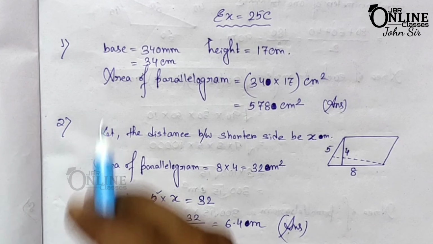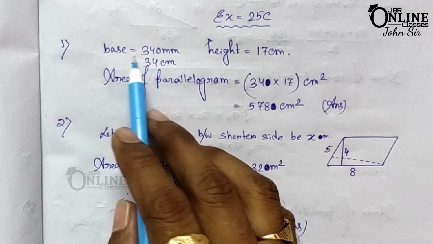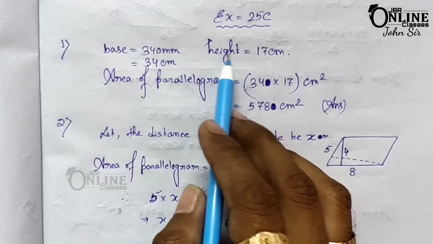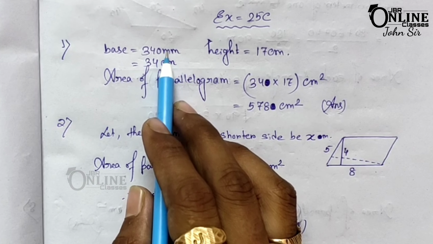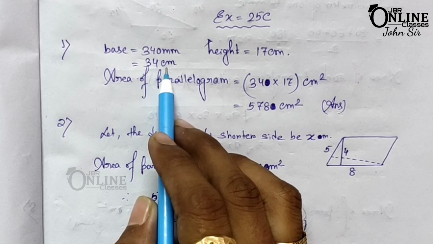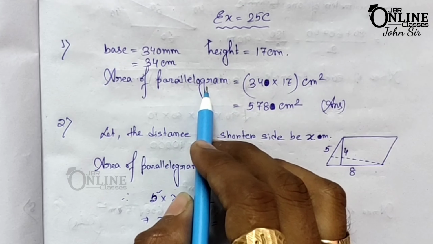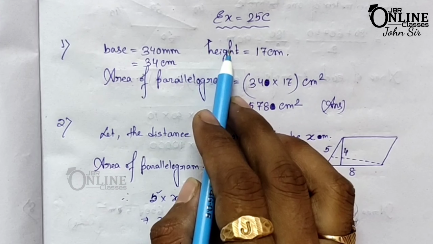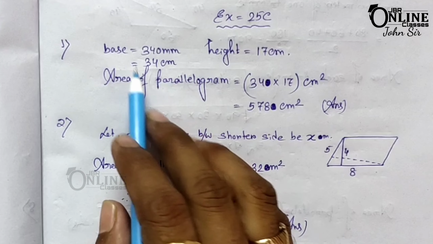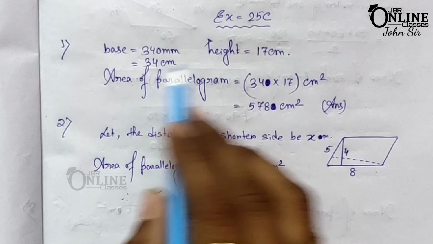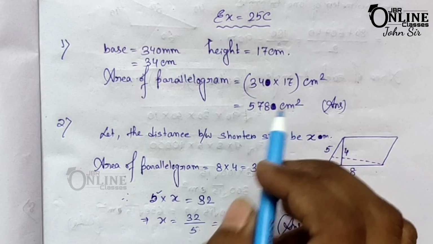Here the first problem. Find the area of the following parallelogram whose base equal to 340 millimeter and height equal to 17 centimeter. So first change this base from millimeter to centimeter, so it becomes 34 centimeter. Now the formula to find the area of a parallelogram is base into height. So 34 into 17 becomes 578 centimeter square.